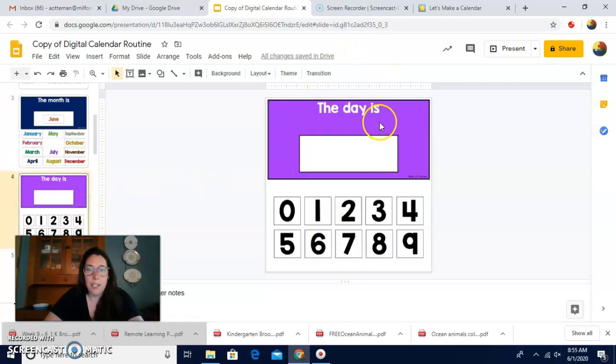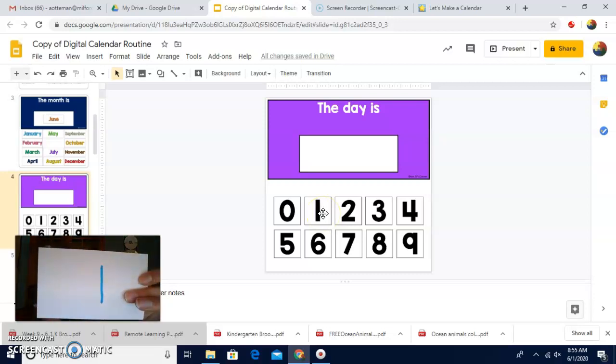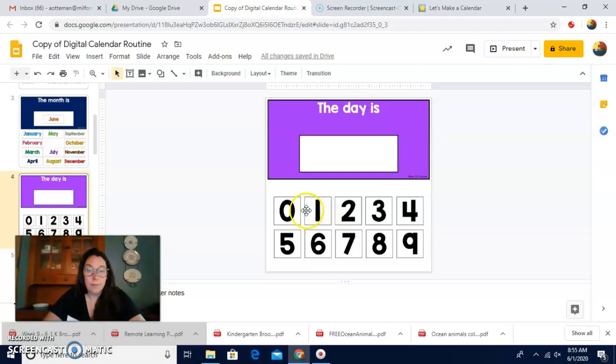Let's do this for fun. The day is the number. Remember? What number is it? It's 1. Let's find the number 1. There it is. Does that look like a 1? Yes.